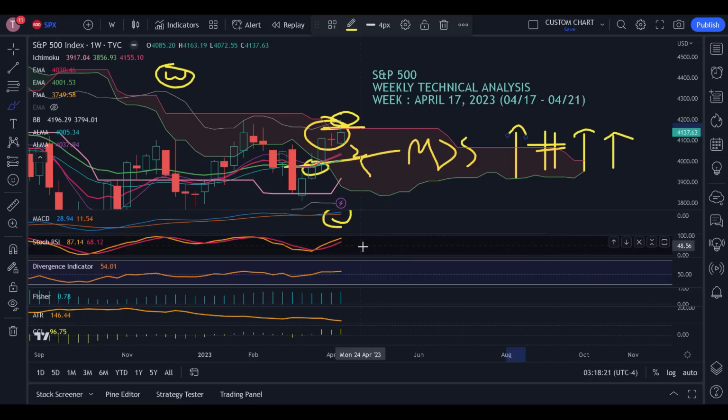Then comes the stochastic RSI. If you look into the stochastic RSI, the K channel is more than the D channel. This means that the stochastic RSI is bullish, or the S&P 500 is bullish through the stochastic RSI. Then all other technical indicators are normal and good.